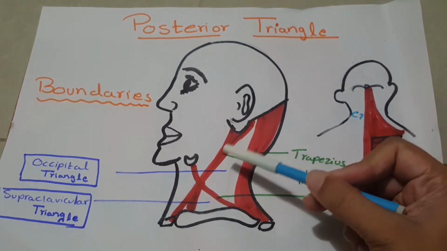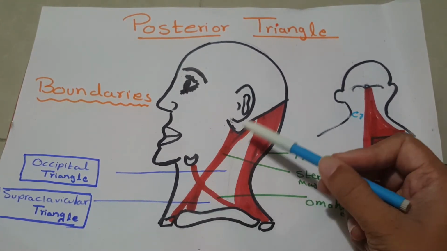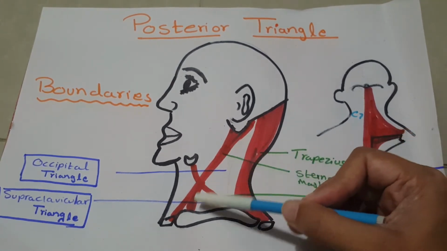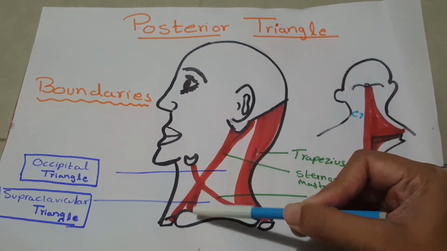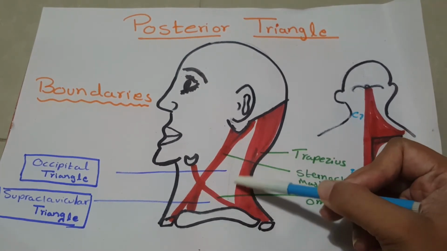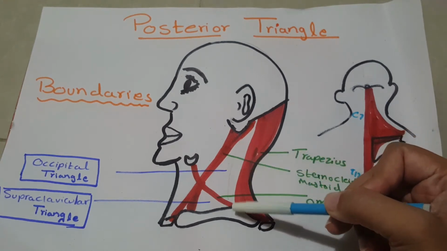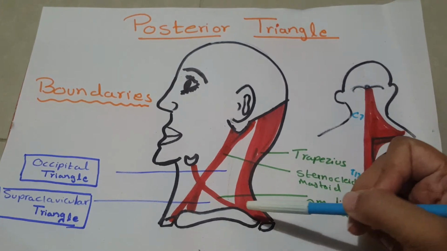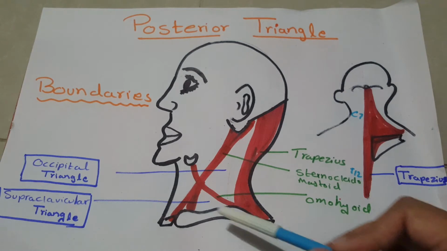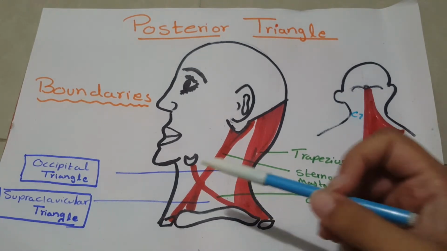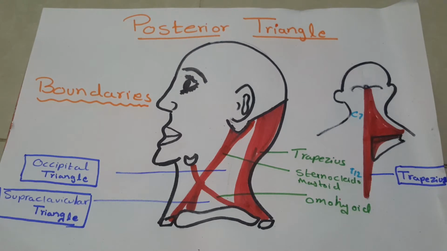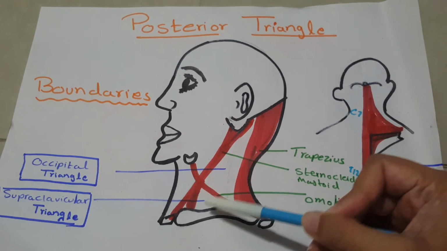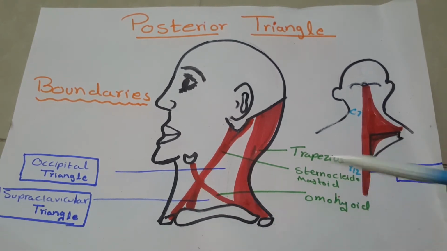Posterior triangle is present on the side of the neck, just posterior to the sternocleidomastoid muscle. As you can see in the diagram, anteriorly posterior triangle is bounded by the posterior border of sternocleidomastoid muscle. Posteriorly posterior triangle is bounded by the anterior border of trapezius muscle. And inferiorly posterior triangle is bounded by middle 1/3 of the clavicle. Inferior belly of the omohyoid muscle divides the posterior triangle into occipital triangle and lower supraclavicular triangle.